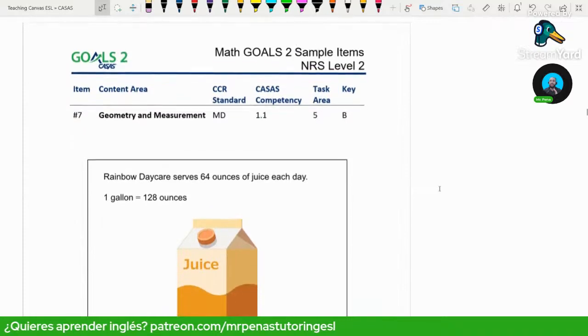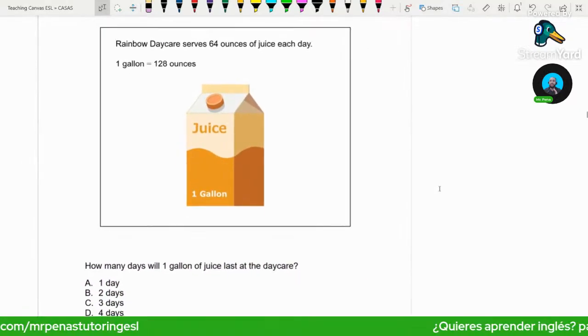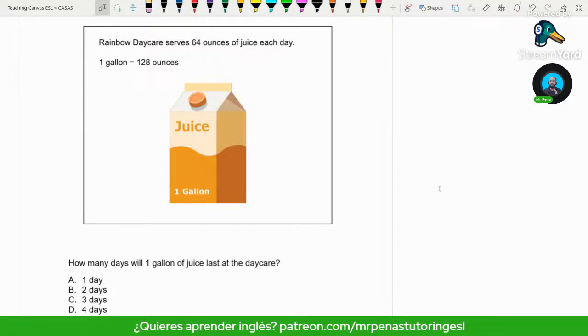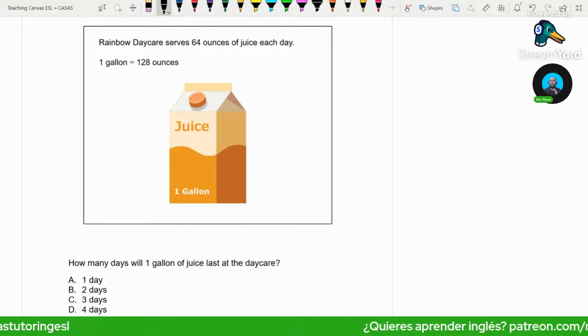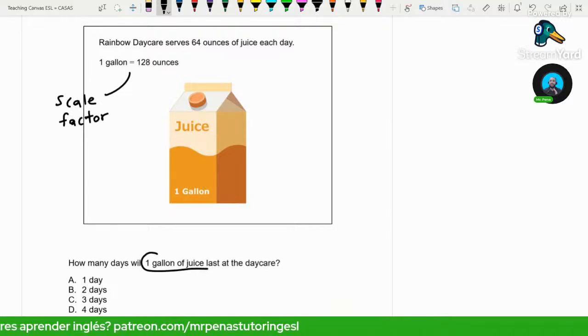Anyways, here it says Rainbow Daycare serves 64 ounces of juice each day. 1 gallon is 128 ounces. So that's our scale factor. Let's call it our scale factor. So how many days will 1 gallon of juice last at the daycare?